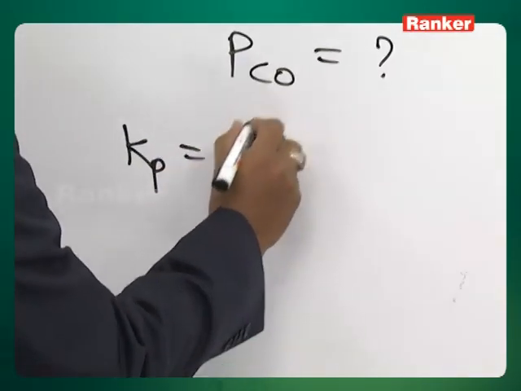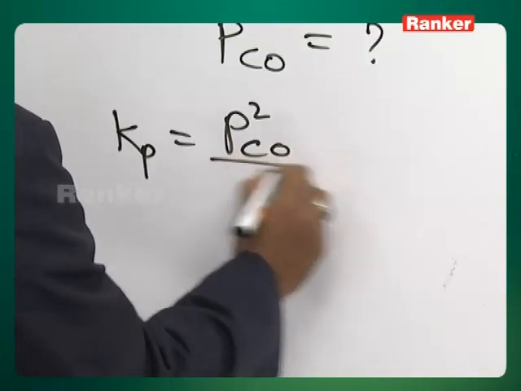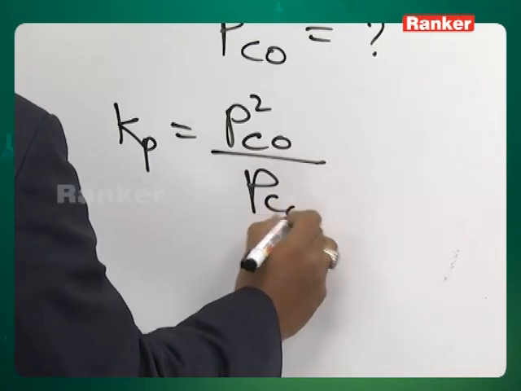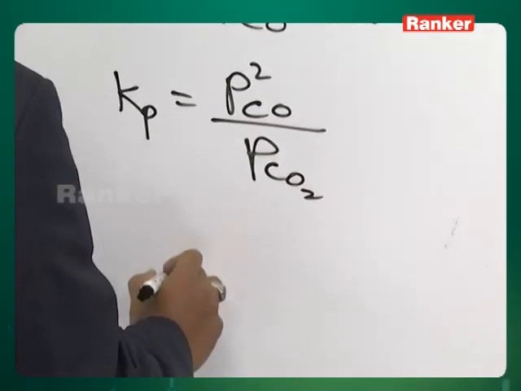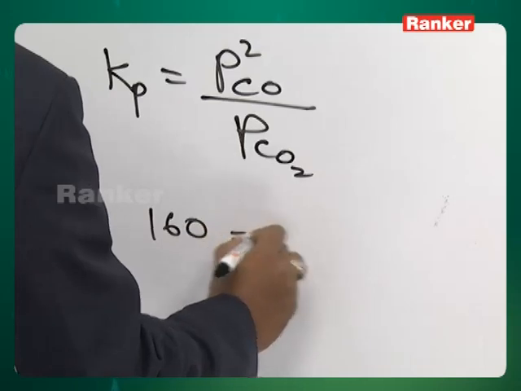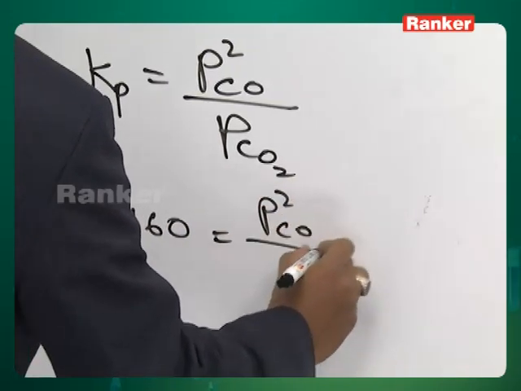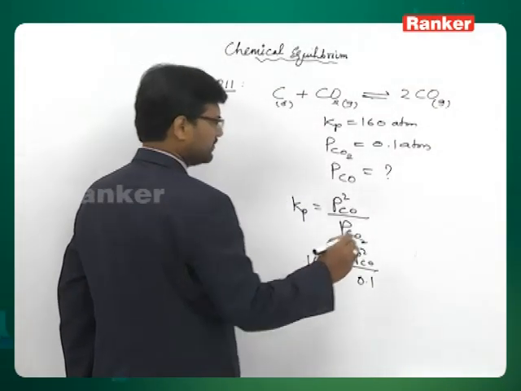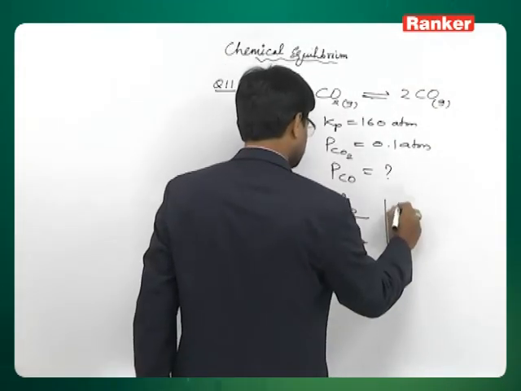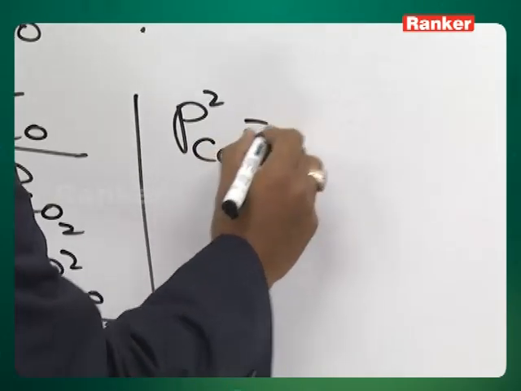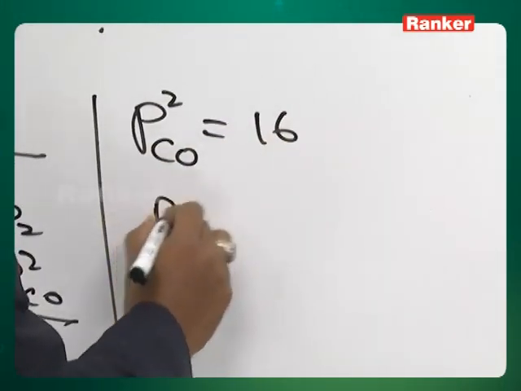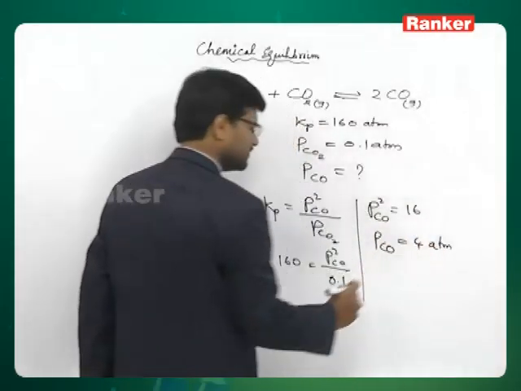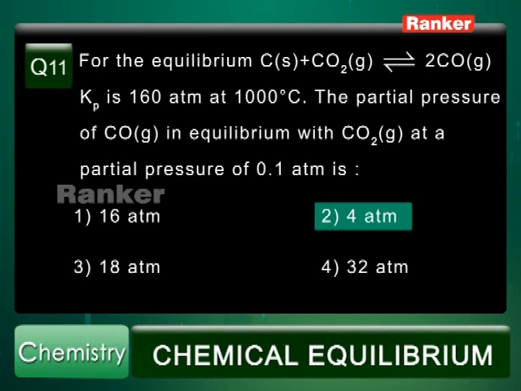Kp equals P square CO by P CO2. This is 160, P square CO by 0.1. So, P square CO is equal to 16. So, PCO equals 4 atmospheres. So, the correct answer is the second option, 4 atmospheres.